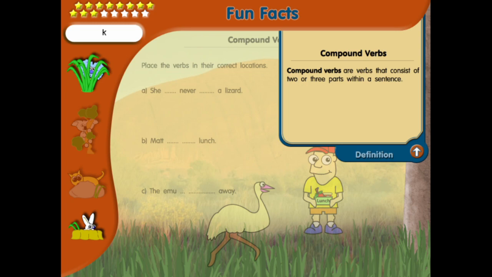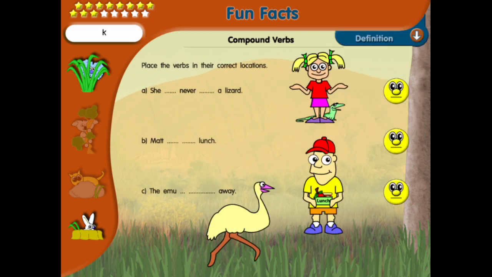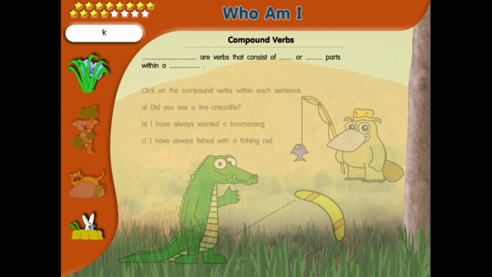Compound verbs. Compound verbs are verbs that consist of two or three parts within a sentence. Place the verbs in their correct locations. Has. She has never seen a lizard. Has. Matt has had lunch. Running. The emu is running away. Wow.